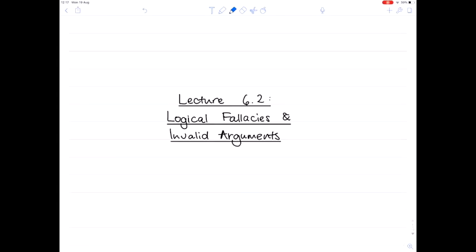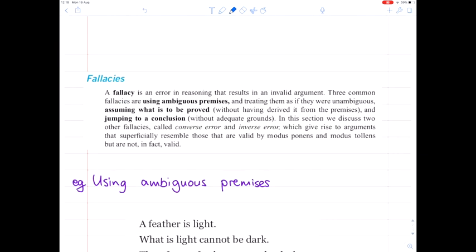One thing that propositional calculus is very useful for is giving us a way to analyze arguments and see why they're true or not. So in this section, we're going to have a look at some logical fallacies and fairly common forms of invalid arguments. So let's start out with fallacies.